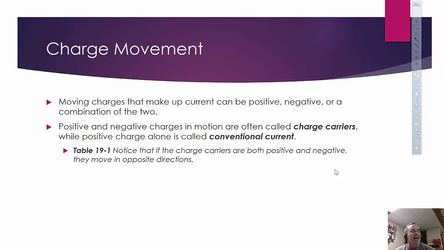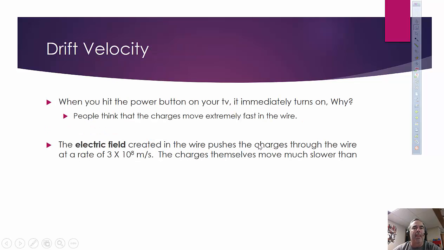So if I have the positive charge moving to the right, the negative charge is going to move to the left. Or if I have one going up, the other is going to be going down. So positive and negative charges, or charge carriers, are going to be going in opposite directions. But if I talk about conventional current, where it is positive only, every single positive charge is going to be moving in the same direction.